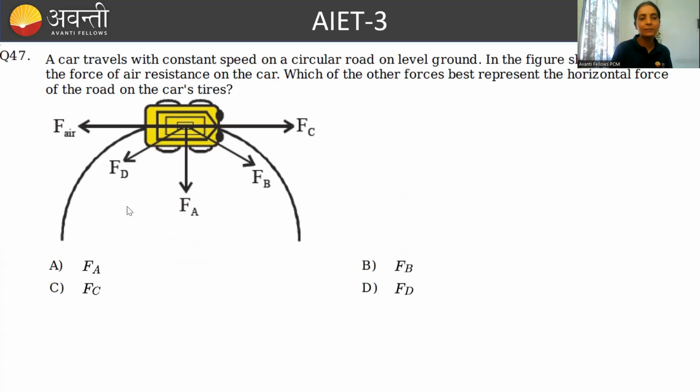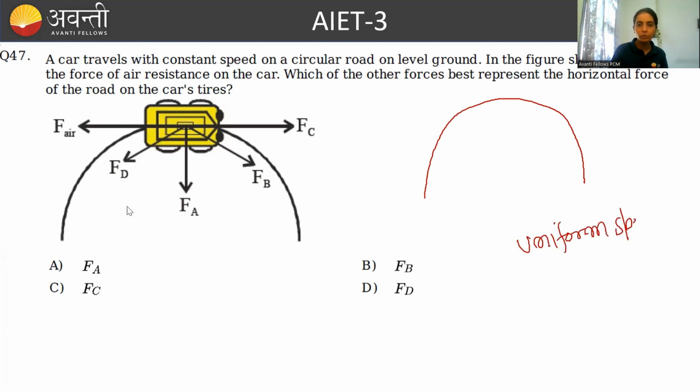So the next question is this. There is a car that travels with constant speed on a circular road on level ground. In the figure shown, F air is the resistive force. And that is moving with constant speed. Just see the statement carefully. There is a car moving in a circular track. Car is moving with what speed? Uniform speed.